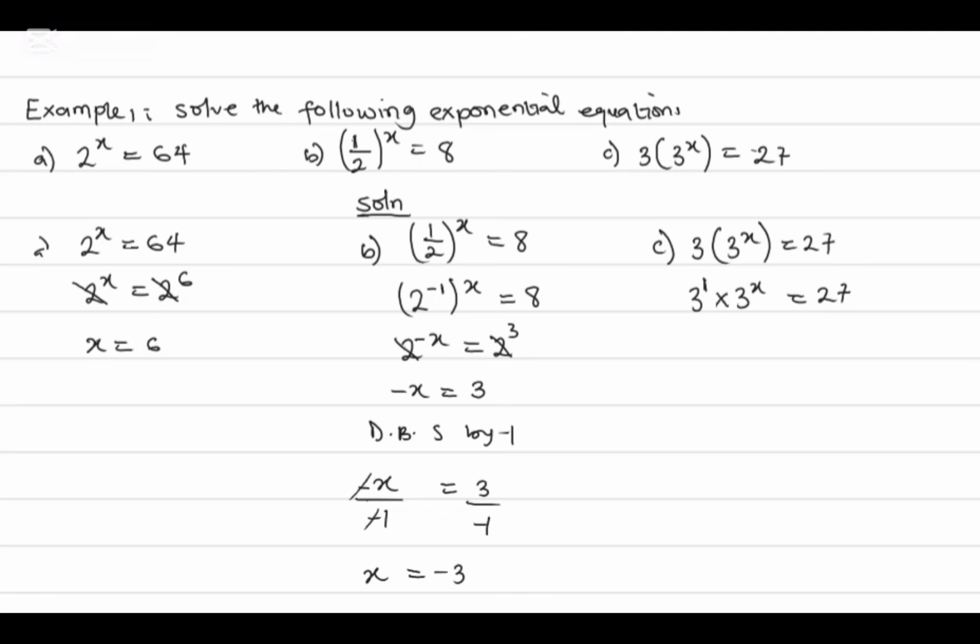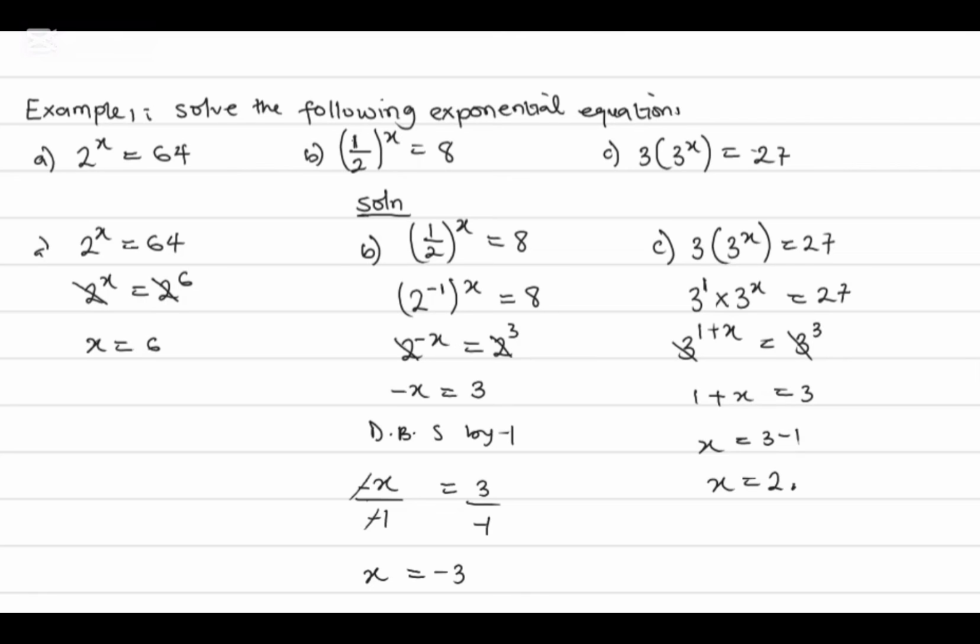So from here, using knowledge of indices, I can have 3 raised to power 1 plus x equal to 27, and 27 can be written as 3 raised to power 3. So you see we've gotten a common base now. Eliminate the common base, and equating the exponents, you have 1 plus x equal to 3. When you move 1 to the other side of the equation, we have x is equal to 3 minus 1, and then you can say x is equal to 2. So this is quite an easy one.